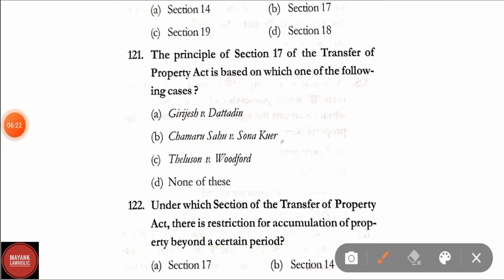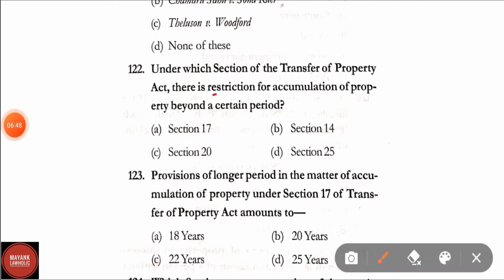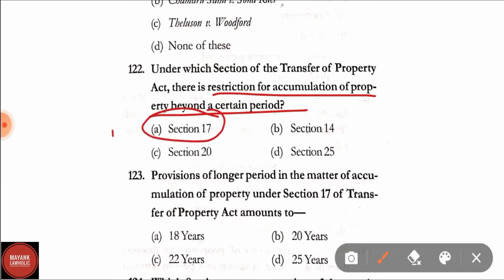Question number 121. The principle of section 17 of the Transfer of Property Act is based on which one of the following cases? Options are Girijesh versus Datadeen, Chamaru Sahu versus Sona Kuer, Thellusson versus Woodford, none of these. Here correct answer is option C, that is Thellusson versus Woodford. Question number 122. Under which section of Transfer of Property Act is there a restriction for accumulation of property beyond a certain period? Options are section 17, section 14, section 20, section 25. Correct answer is option A, that is section 17.